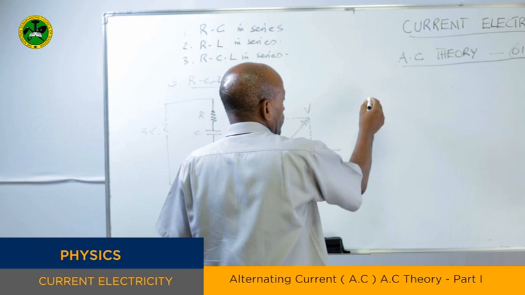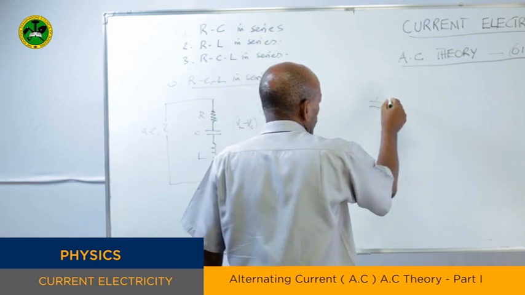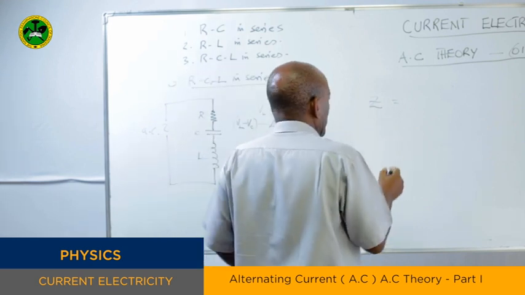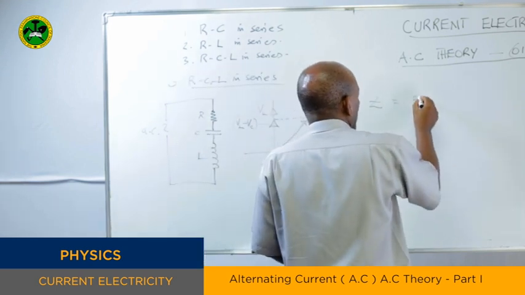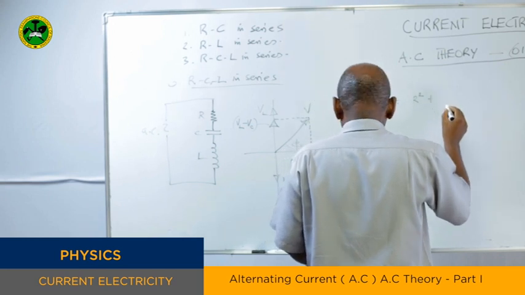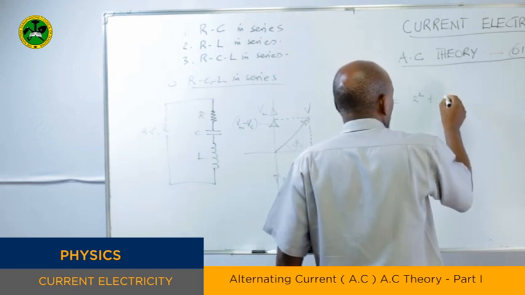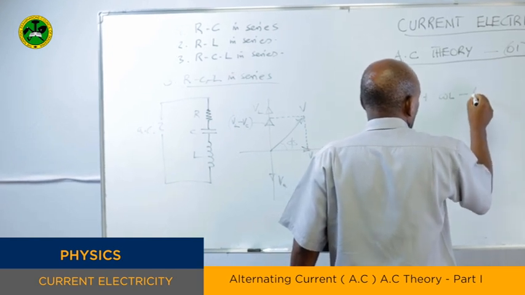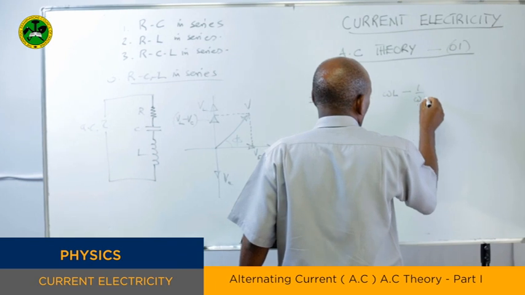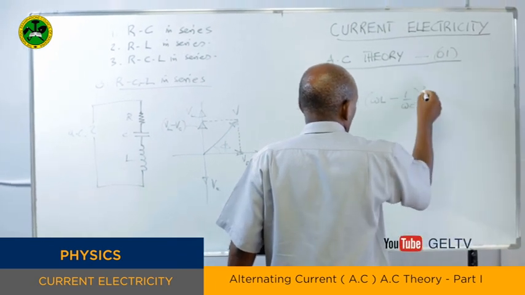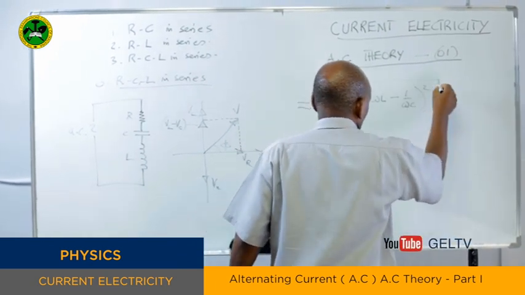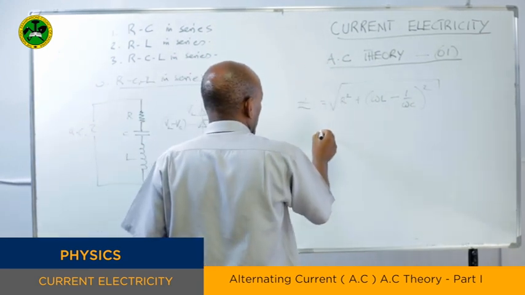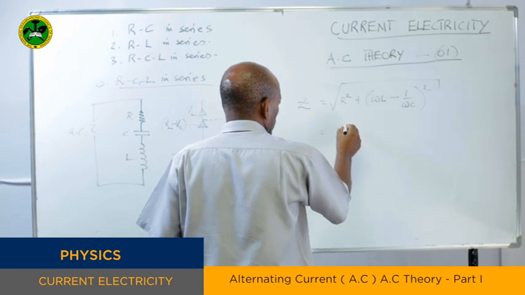If you go through, you will eventually get the total impedance of the combination of these three circuit elements to be equal to the square root of R squared plus omega L minus 1 over omega C, the whole of this squared. So we have something like that.